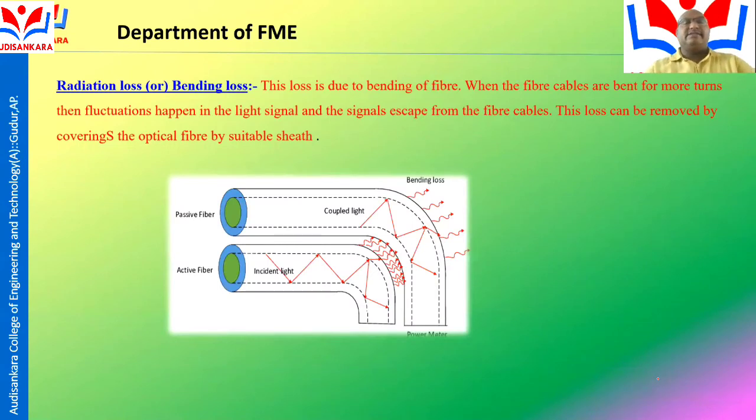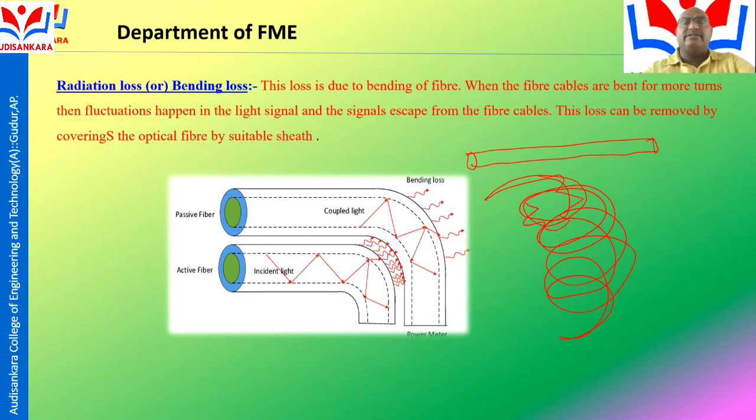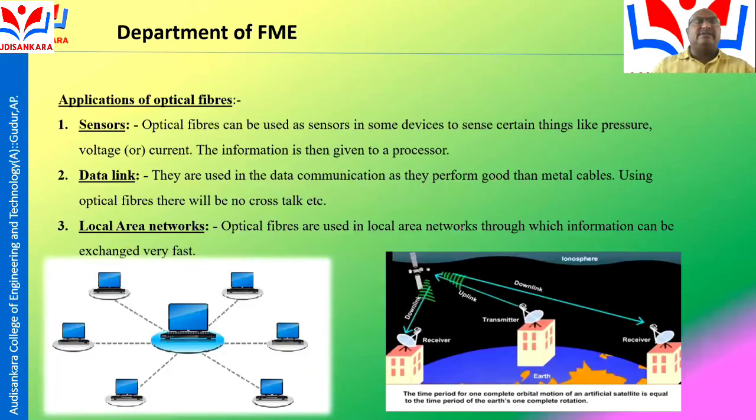Another one is radiation losses. For example, when the optical fiber is straight, the signal loss is very low, but when the optical fiber is bent, the signals are lost. This loss is due to the bending of the fiber. When the fiber cables are bent for more turns, fluctuations happen in the light signal and the signal escapes from the fiber cable. This loss can be removed by covering the optical fibers with a suitable strip. So when the fiber bends, automatically the signals are lost. These are all the attenuation losses of the optical fibers.